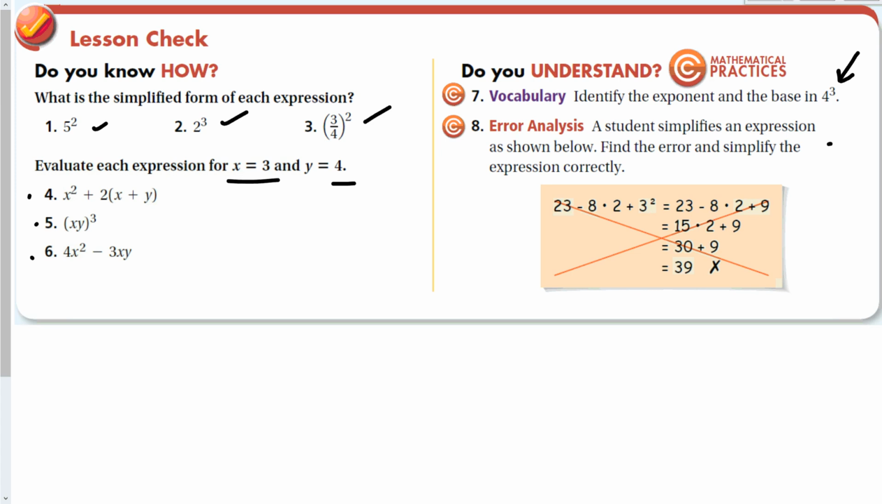And for error analysis, a student simplifies an expression shown below. Find the error and simplify the expression correctly. Where was the error? What did the student do? So if we look at this problem right here, we can see that he subtracted those two to get 15 before multiplying by the 2. You should multiply the 8 and the 2 together. He correctly did the exponent first, but the next step should have been multiplication. Okay. So again, that was 1-2, order of operations and evaluating expressions.